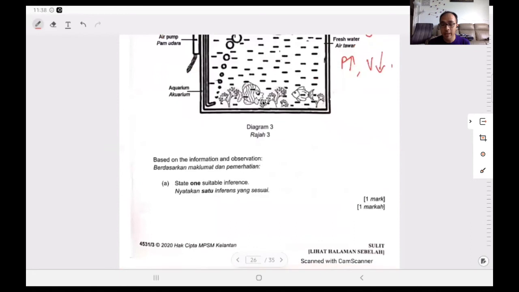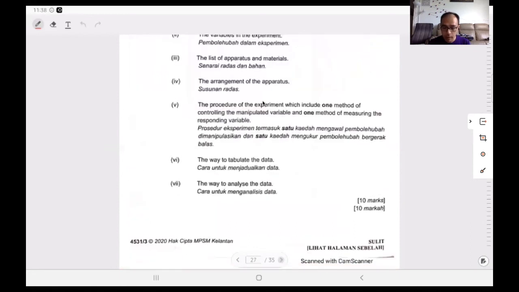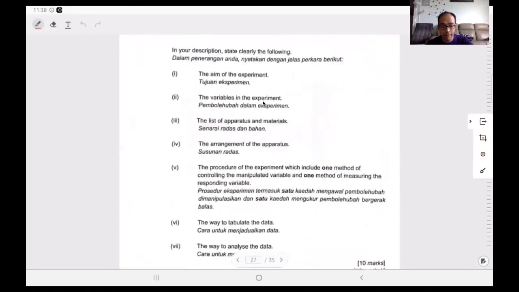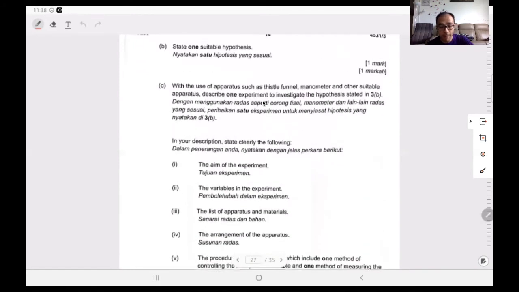Because of the apparatus given. Look at the apparatus given. The apparatus given is a Tissot funnel and manometer. Now, if you've never seen a Tissot funnel and manometer, I don't think I've ever shown you. In a while, I will show you. This is how I know that this is a pressure in liquid question. It is not a Boyle's law question.